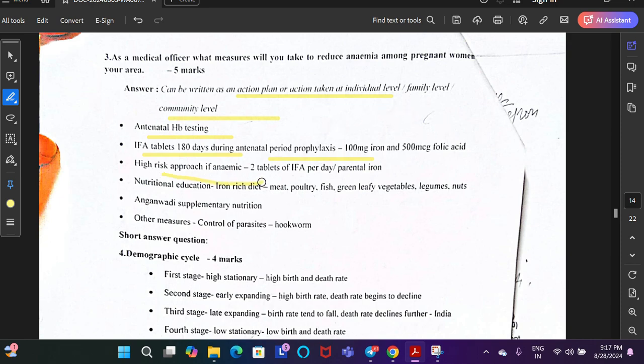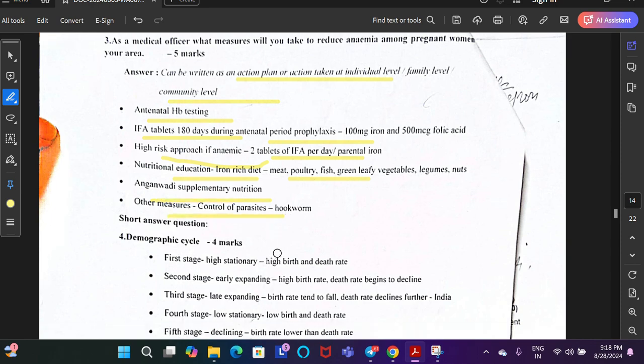folic acid. High risk approach in anemic: 2 tablets IFA per day or parenteral iron. Nutritional education, enriched diet: meat, poultry, fish, green leafy vegetables, legumes, nuts. Then Anganwadi supplementary nutrition. Other measures: control of parasites like hookworm.